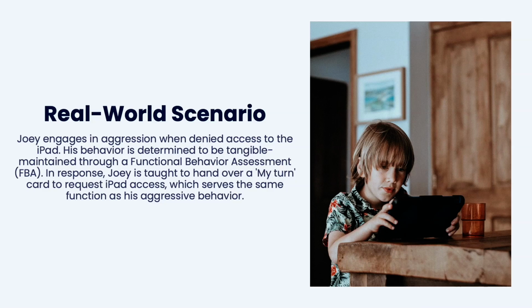So that's why you still have to do the FBA, even though your first thought when you're watching this, when the iPad's taken away, he engages in aggression, would be access to iPad. So Joey is taught to hand over My Turn card to request iPad access, which serves the same function as his aggressive behavior. So again, you would start with that.